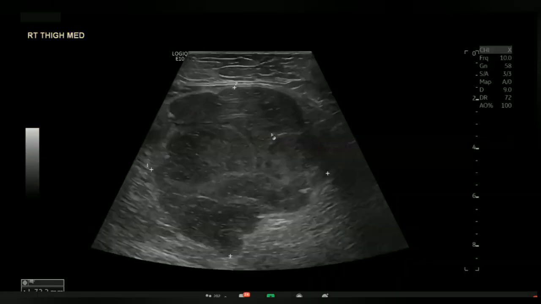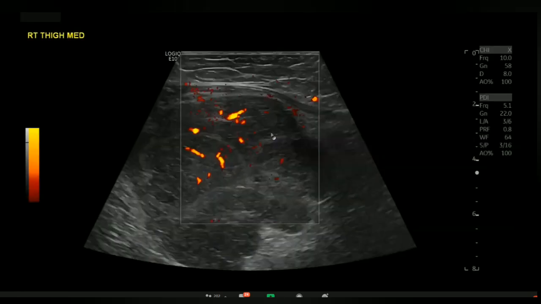Okay, tell me what you see on this image. Sir, this is a grayscale image which shows a large soft tissue mass lesion involving the regions, sir, in the soft, likely skeletal muscle, and it showed internal Doppler flow, internal vascularity. It's a lobulated and irregular mass lesion.